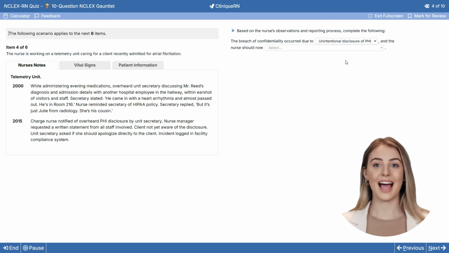It's what's called an unintentional disclosure. And yes, it must still be reported and documented. Now part 2. What should the nurse do next?